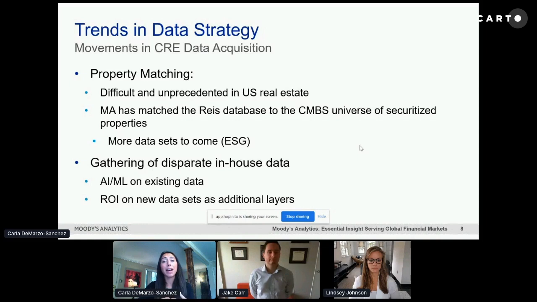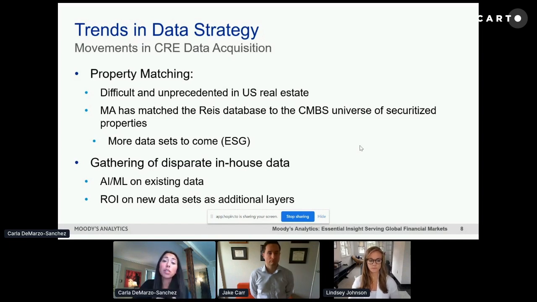And while Reis might have a rent or an occupancy observation on a property at 123 Main Street, another database might have that at a different address, or might call it something on a side street. And sometimes when we, for data science purposes, want to bring different data sets together, that's very difficult to do, to start with that matching process.